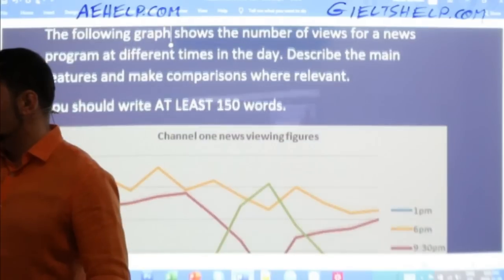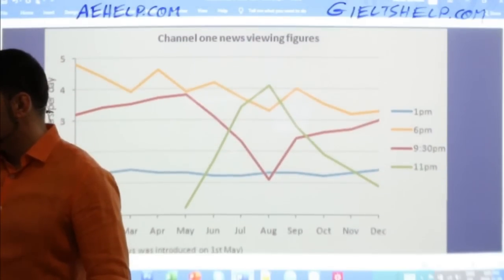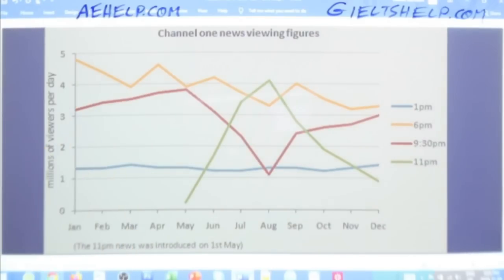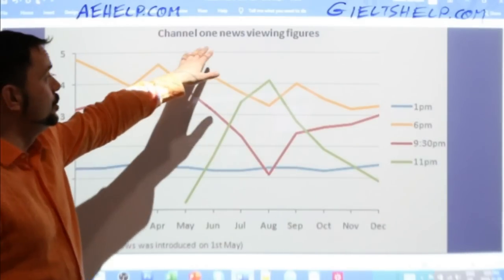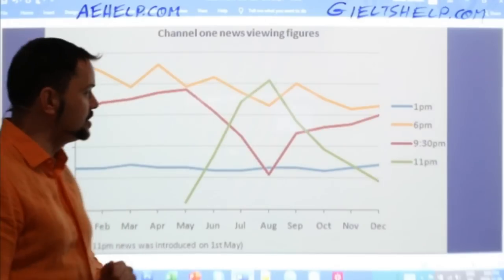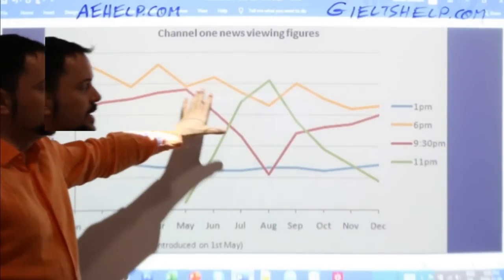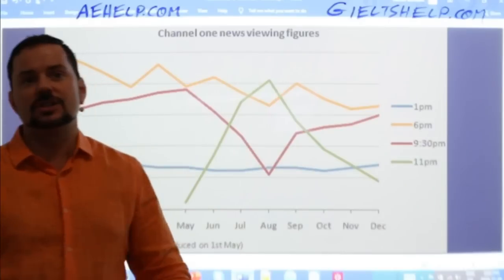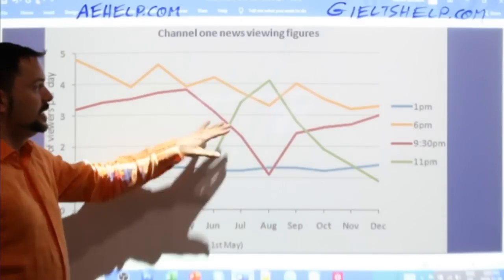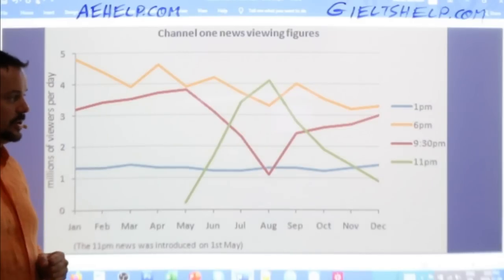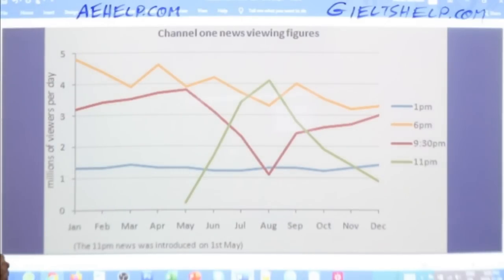Let's take a look at the graph. Here we go. Fits the screen nicely. So it's Channel 1 News viewing figures. We have 4 lines that we can identify by colors. In the official exam, they'll be probably dotted, dashed, segmented, double lines because they don't use color in the paper-based exam.